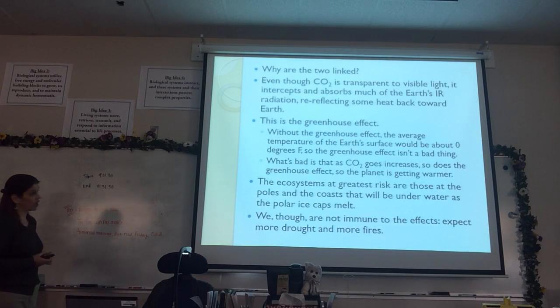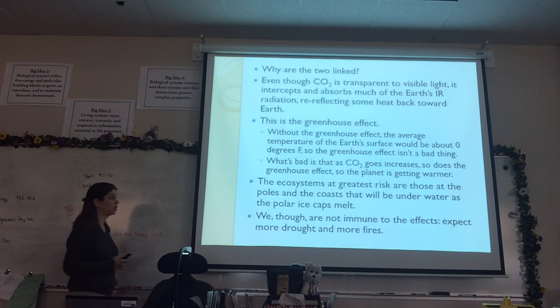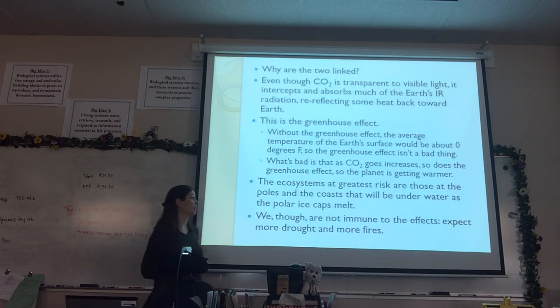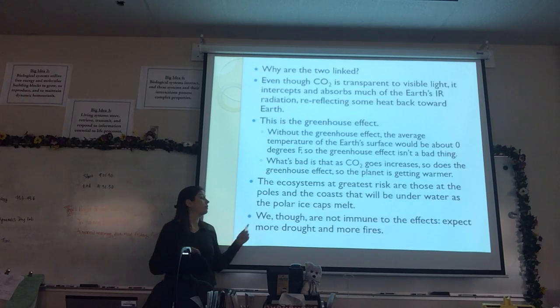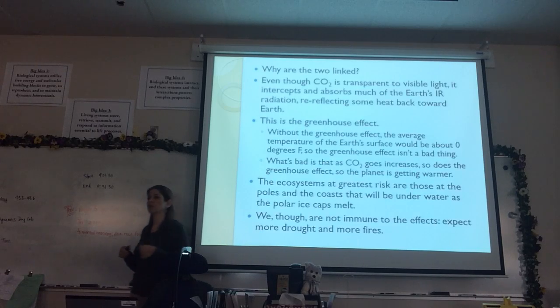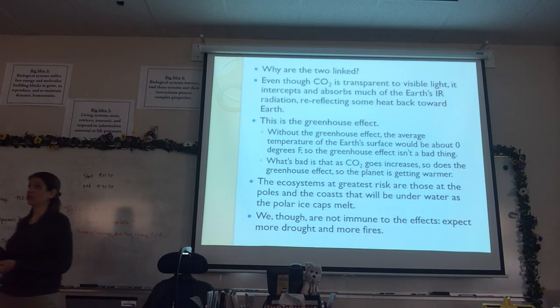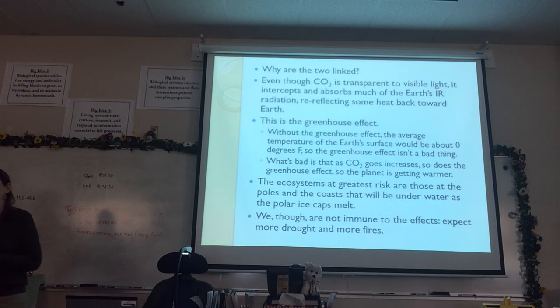The ecosystems at greatest risk are those at the poles and the coasts that are going to be underwater as the polar ice caps melt. So as our temperature goes up, the ice caps melt, more water is in the oceans, and then that causes sea level to rise and stuff goes underwater. However, those of us in Colorado that are pretty far removed from all of the coastlines are not immune, because global warming is causing more extreme weather. So more fires, more drought, more blizzards, these kinds of things. So we have more swings in our weather as opposed to having more consistent weather patterns like we've experienced in the past.